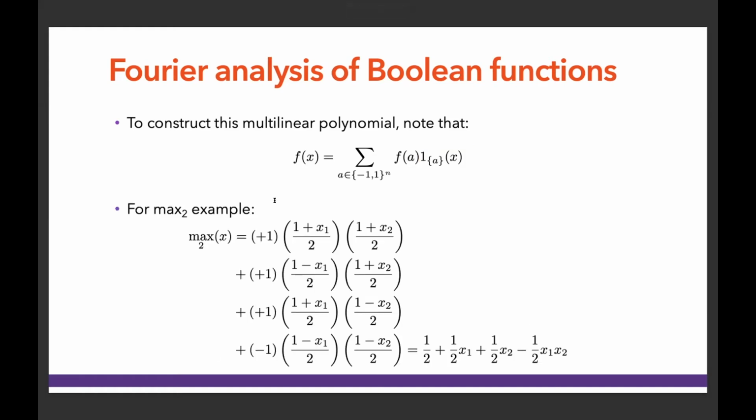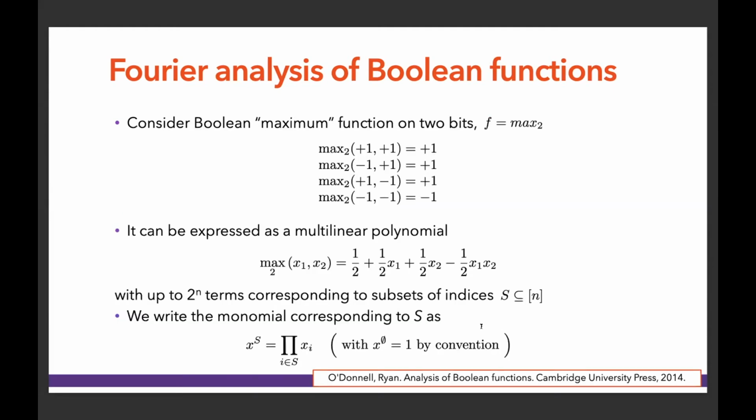So for example, for the maximum function, you can construct these indicator polynomials for all 4 configurations, and you will get out this multilinear polynomial encoding your maximum function. And then for each monomial, let's introduce notation where x to the power of set s is just the product of xi over that subset. And this is simply to write these monomials neatly.